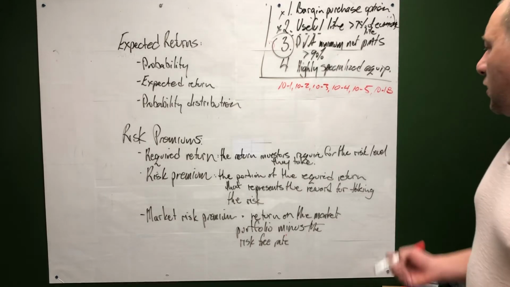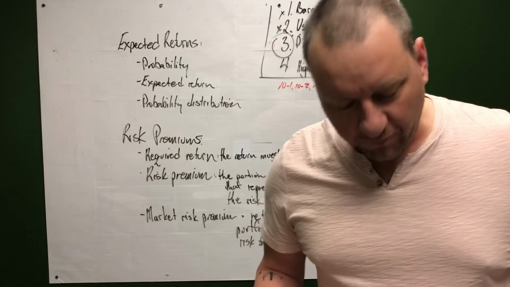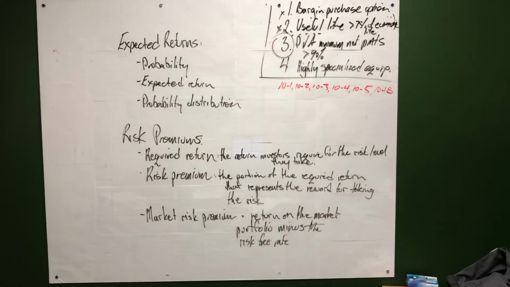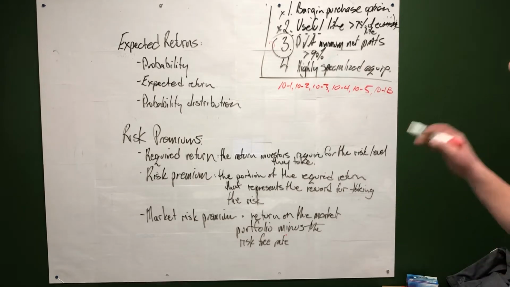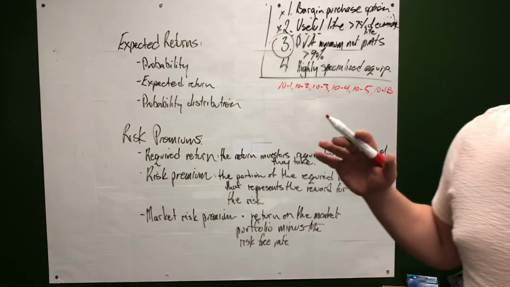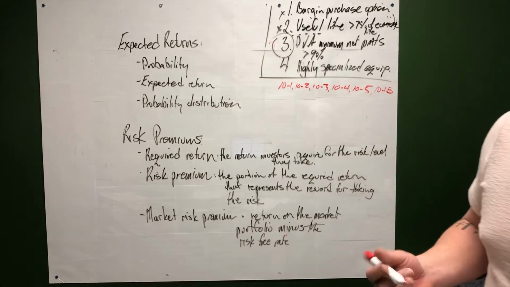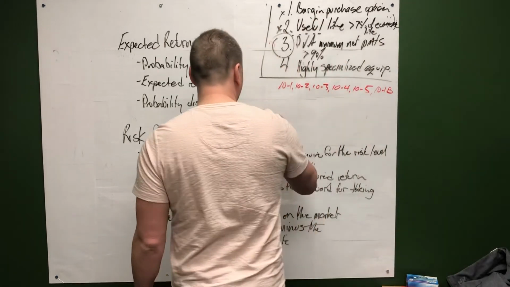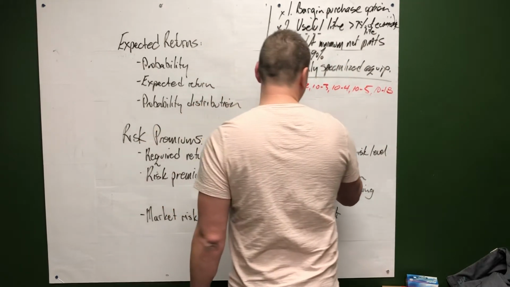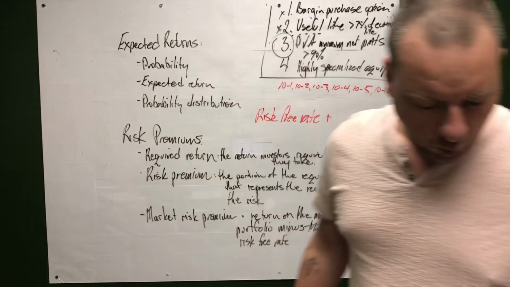So from there, we've got to look at a couple other topics or definitions. So we have here, again, our required return, which is the return an investor requires for the risk level that they take. So how do we calculate that? Well, we take our risk-free rate plus our risk premium.